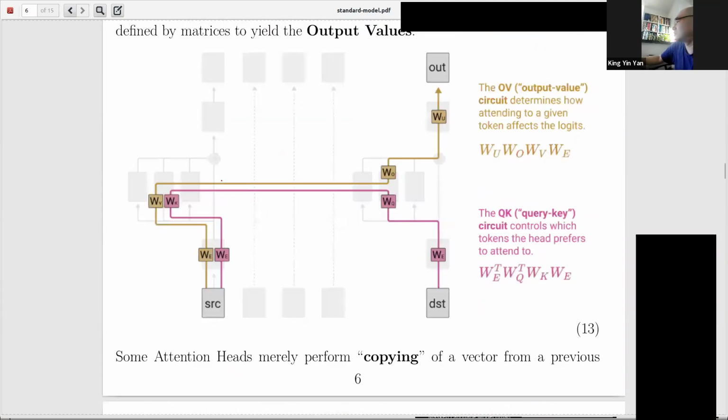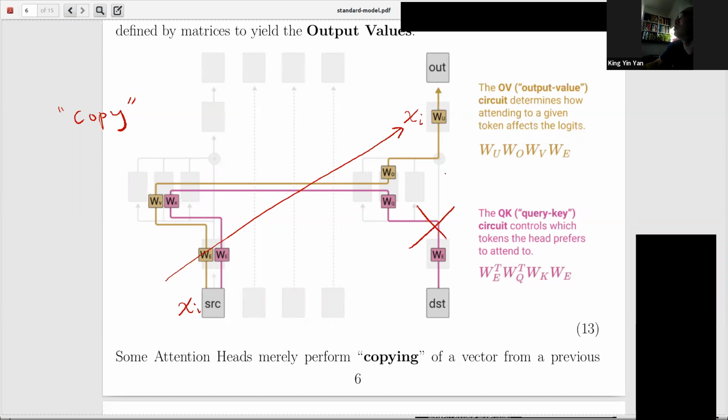So what they found out is that sometimes they just use this copy mechanism. Copy is very common, in the sense that, for example, this xi is directly copied to the output. So this is actually the same as xi. It's copied. Let's just ignore this. So sometimes they have this copy mechanism, and it occurs very often.